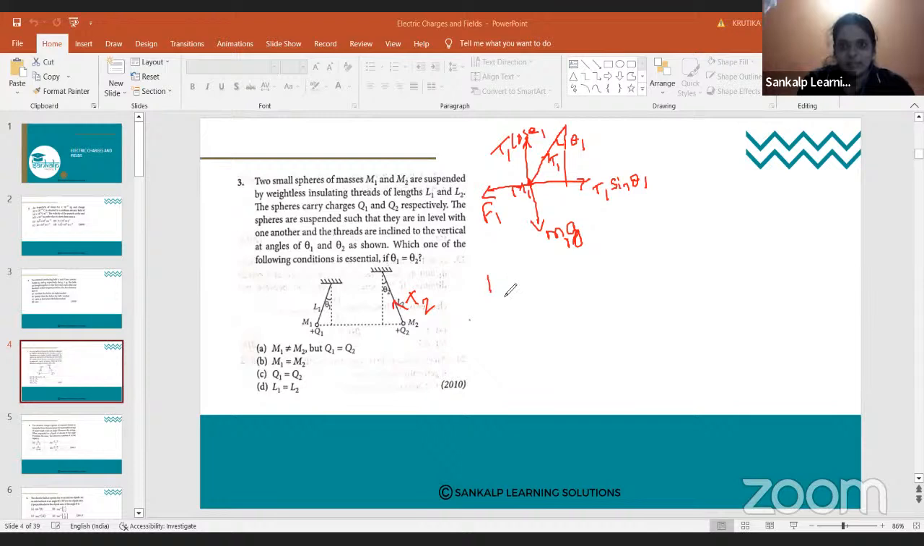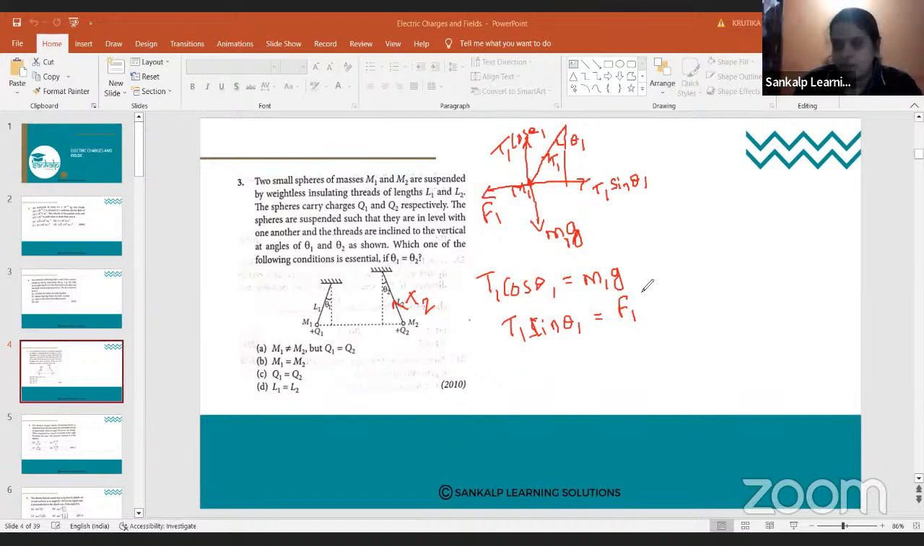Okay. So it is T1 cos theta 1 is equal to M1 into G. Next, T1 sin theta 1. I'm not able to write it properly. It is F1. Okay. So T1 cos theta 1 is equal to M1G. T1 sin theta 1 is equal to F1. So Deepthi is getting answer A. We'll see whether it is A or B or C or D.